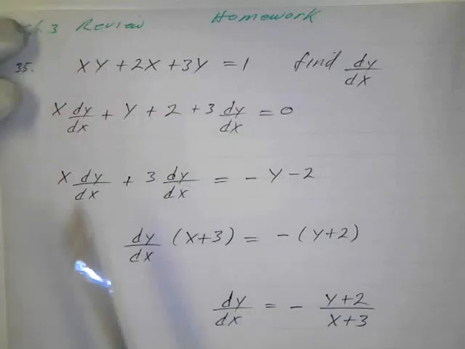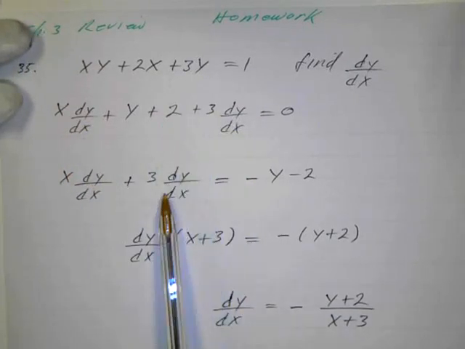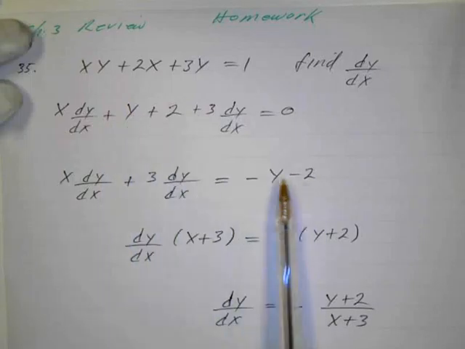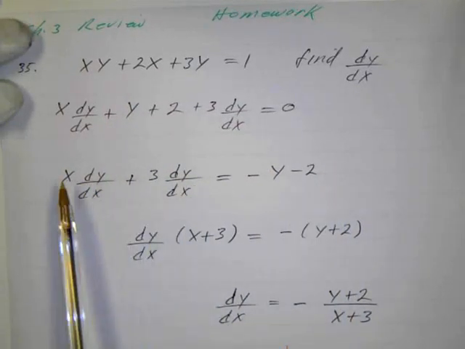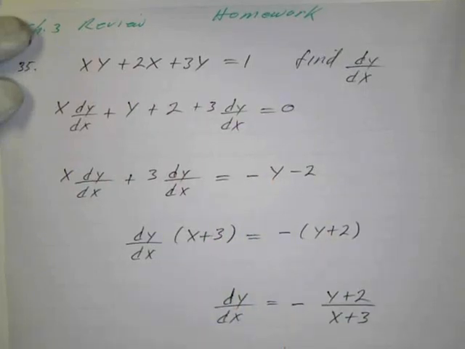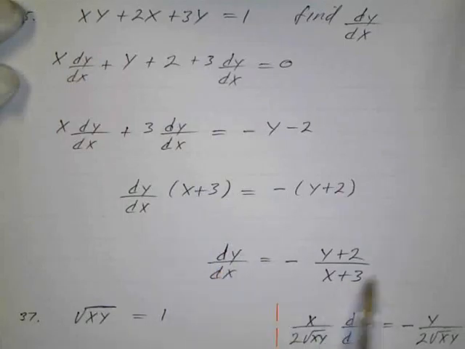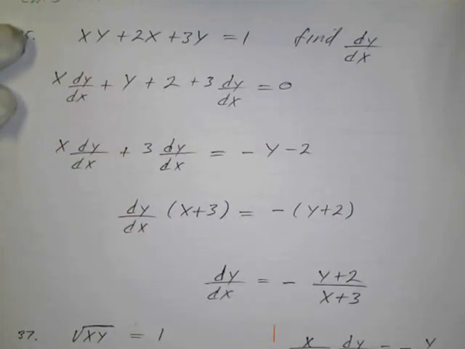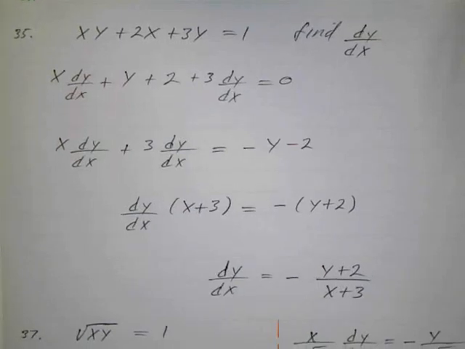And then we'll group my dy/dx terms on the left, so I've got the x dy/dx and the 3 dy/dx on the left, and I'll subtract y and subtract 2 from both sides. Here I can factor out the dy/dx, so I get dy/dx times x plus 3, and I can take a negative sign out here. And then I just divide both sides by x plus 3, and there's your dy/dx. Okay, so that was pretty straightforward, nice implicit differentiation.